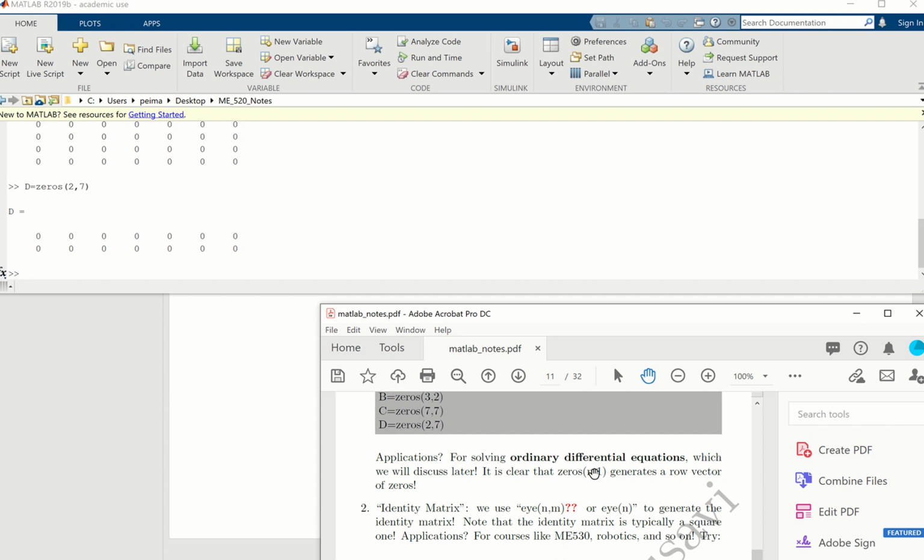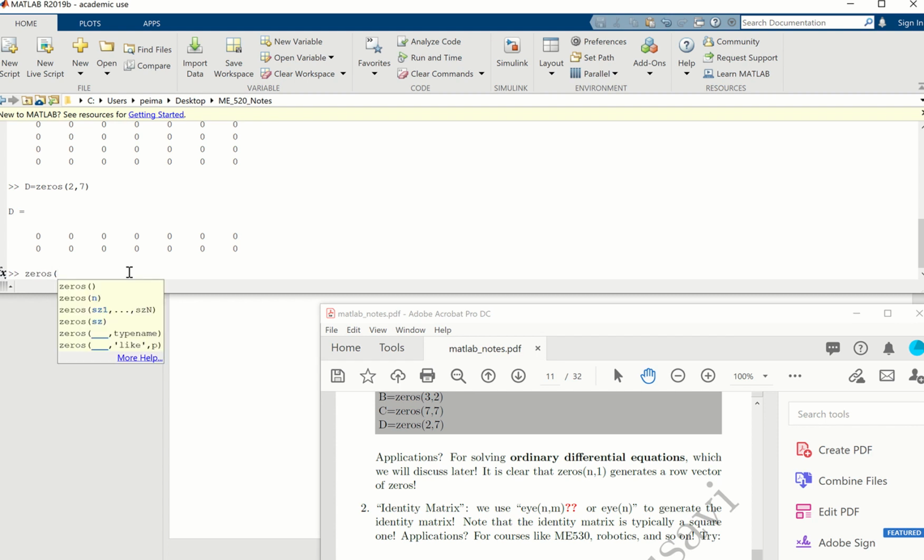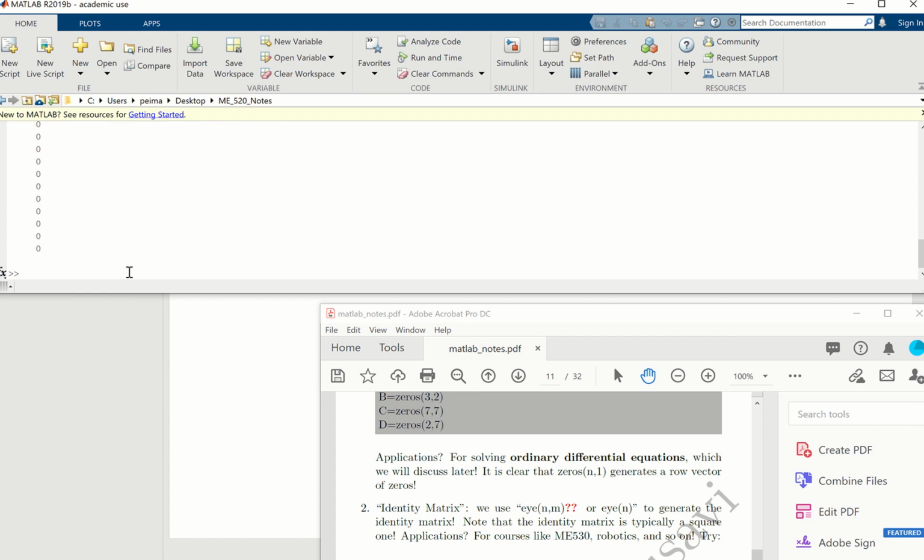It is clear that zeros of n and 1 generates a column vector of zeros. Obviously, if I say zeros of, I don't know, 20 and 1, it gives you 20 rows of zeros, right? And 1 column. Or zeros of, I don't know, 5. Obviously it gives you 5 rows of zeros and 1 column of zeros.